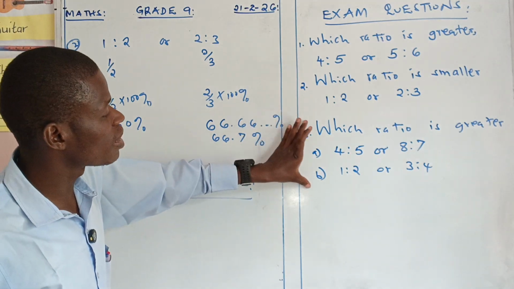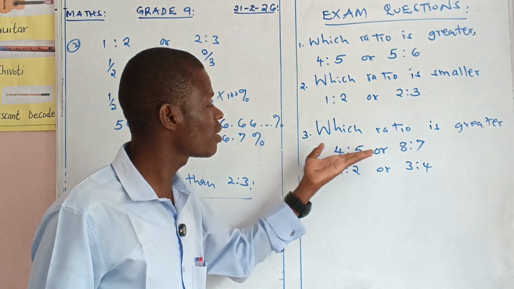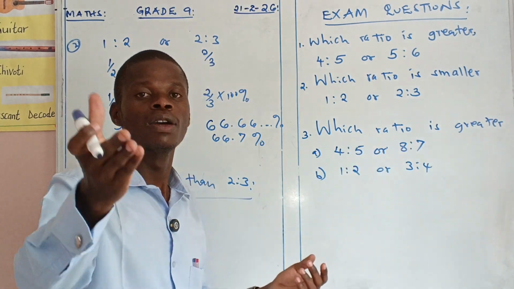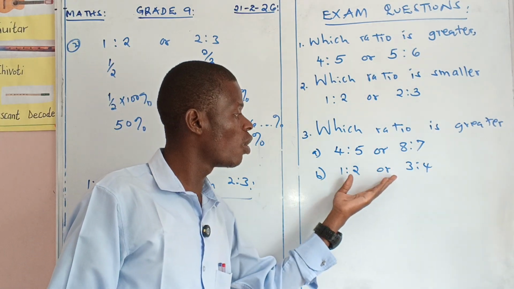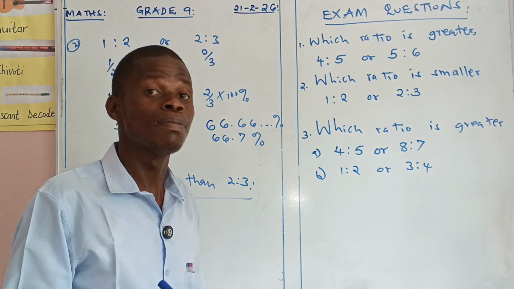Now, we don't want to waste time on this. I want you to try these. Which ratio is greater? Among these two ratios, in A, 4 to 5 and 8 to 7, which one is greater? In B, we have 1 to 2 or 3 to 4. Which one is greater? Is it a big deal?